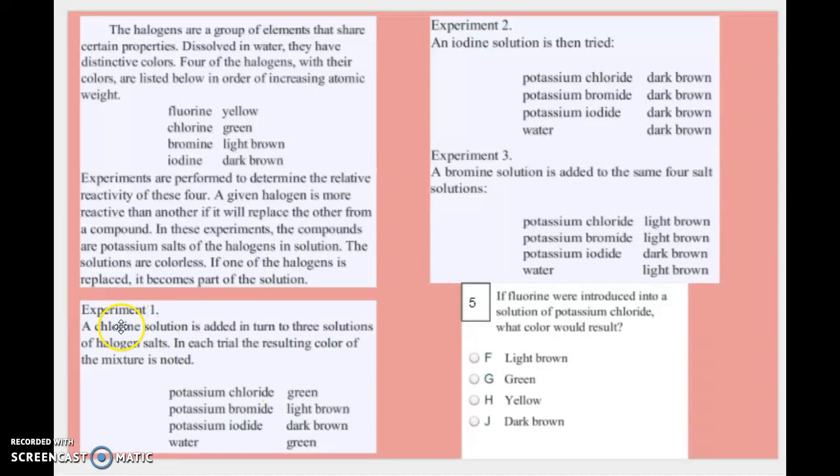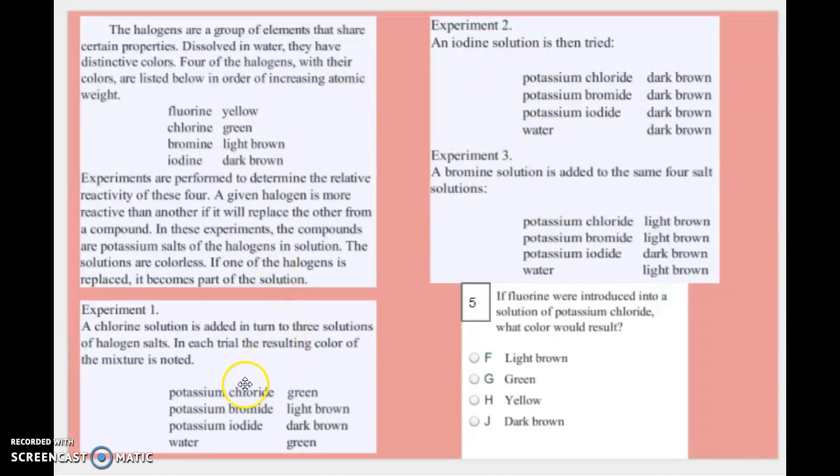So in experiment 1, they put chlorine with potassium chloride, so chloride is chlorine as well, potassium bromide, that's bromine, and potassium iodide, and then water is just like the control. Water means that you're just putting it in there to see what color it would show up if you just put it in there. And so the water will always show just the color of whatever was put into the solution, okay? So first they put chlorine, and it was green because chlorine is green in water. Iodine was dark brown because it's dark brown in that. Bromine is light brown in water, and so that's that.